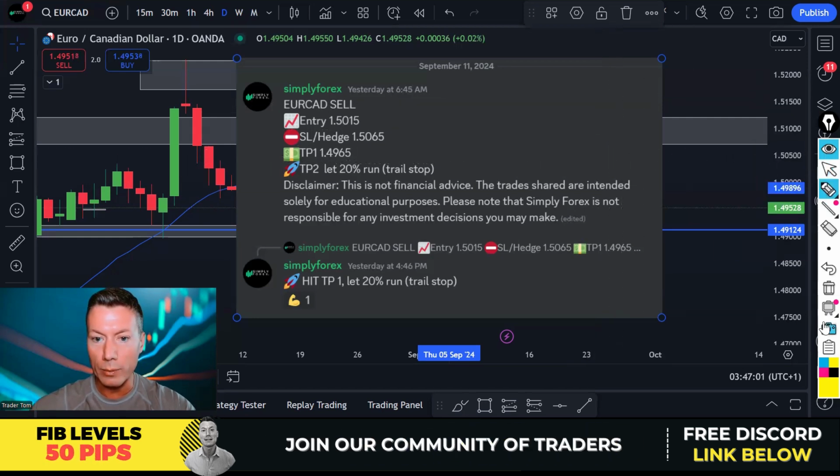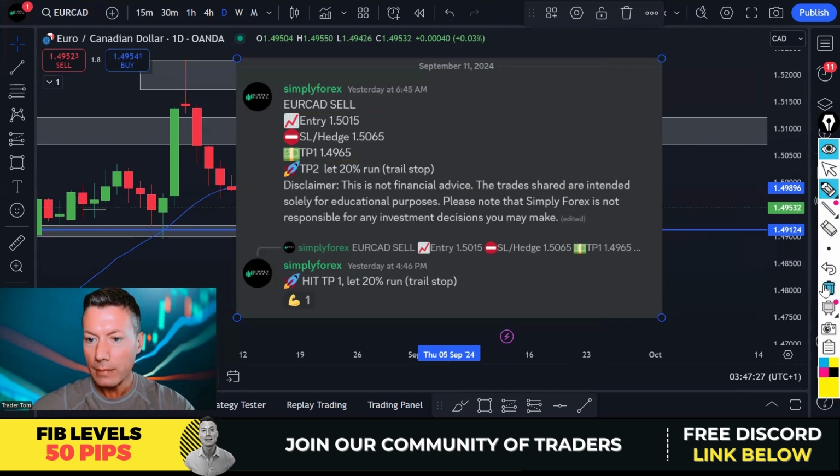And this is the trade we're going to look at. So it was a Euro Canadian dollar sell. Hence, this Euro weakness was there yesterday and it's still there today. The entry was 1.5015. This was my stop loss and this was my target. And as you can see from here to here, I took 50 pips out of the market. Not bad for a day's work.